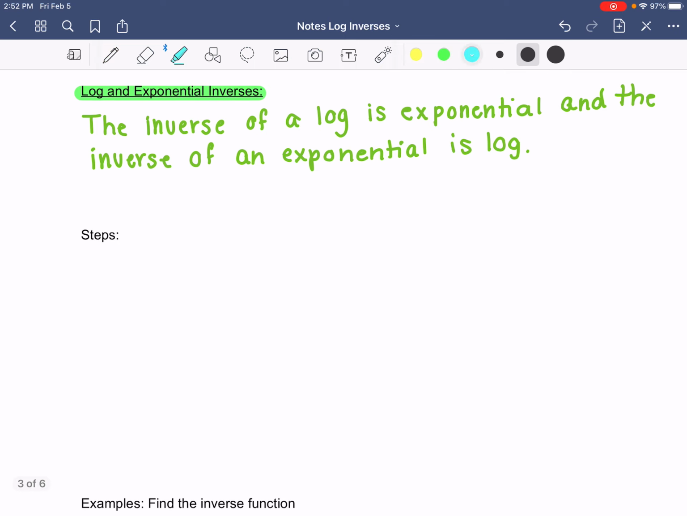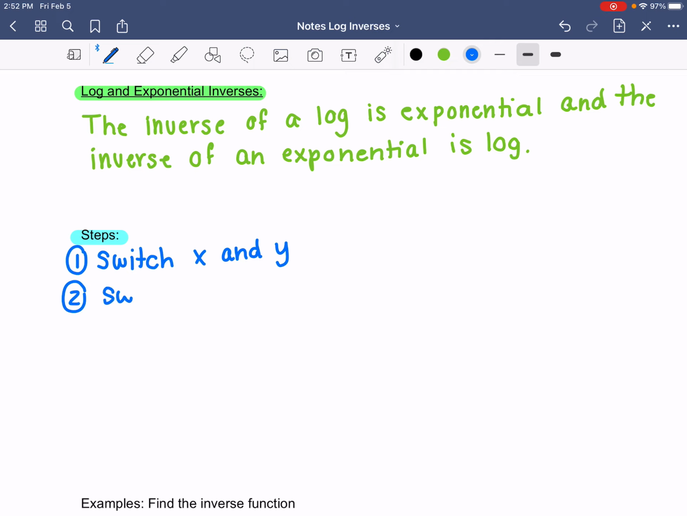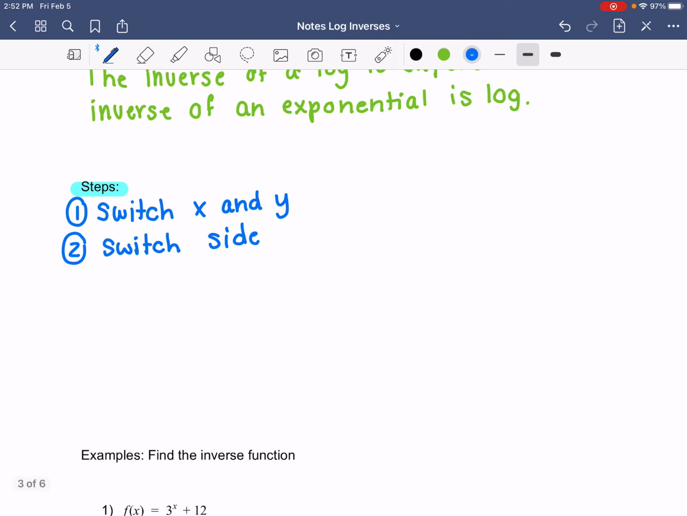Let's write down our steps. The first step with any inverse is to switch x and y. We're going to do an extra step, which is to switch sides. This puts the exponential or log piece on the left side, which is where we need it to be. Step 3, you're going to isolate your log or exponential piece. So your log base b of a or b to the power of something, you're going to isolate that piece.